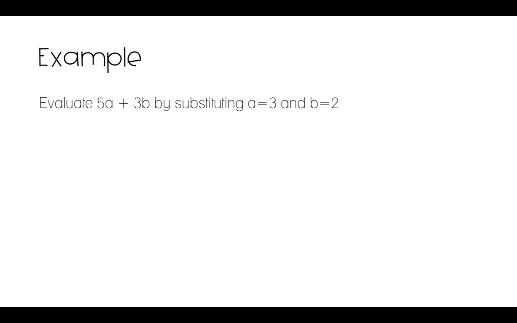Let's evaluate 5a plus 3b by substituting a equals 3 and b equals 2. The first thing we need to remember is that 5a is the same as 5 times a, and 3b is the same as 3 times b. So we end up with 5 times a plus 3 times b. Now remember, we follow BIDMAS, so we do both our multiplications first. Let's substitute a and b in, and we end up with 5 times 3 plus 3 times 2. So we do both multiplications first, knowing that 5 times 3 is 15 and 3 times 2 is 6, so we end up with 15 plus 6, which gives us 21.